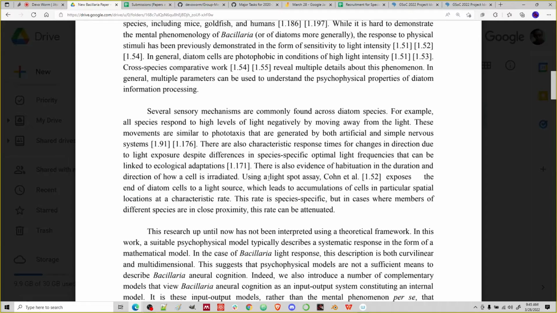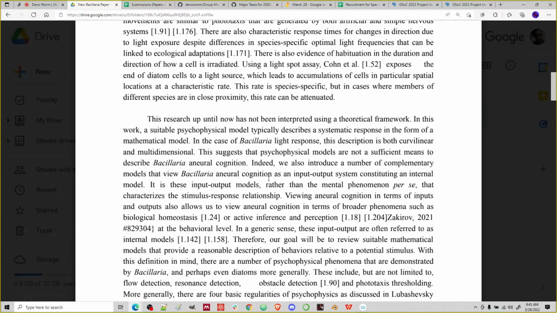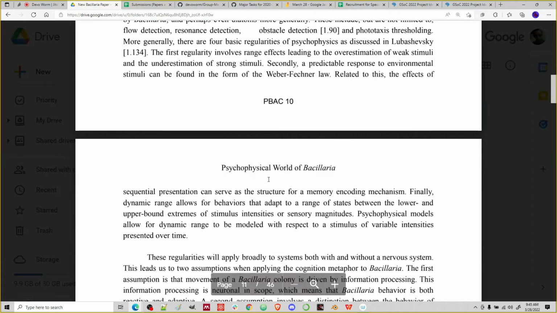So we have... We should call it... What was that? Maybe we should call it proof psychophysics. Yeah. So this goes through a lot of that.